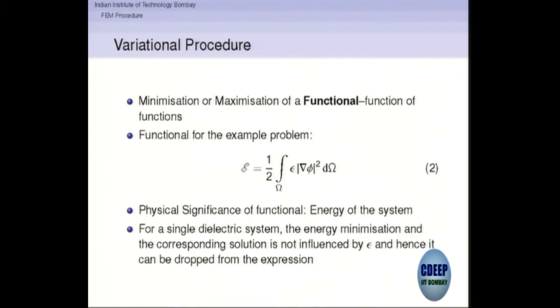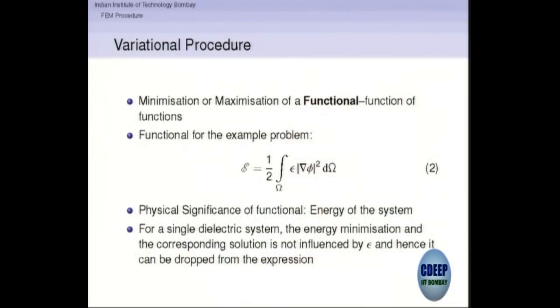So in the variational procedure, you find the energy of the system, and you minimize that energy with respect to the potential variables. When you minimize, you differentiate the total energy with respect to each potential variable and equate it to 0. So you get n equations as there are n independent variables, and then you solve that system of equations to get the unknown potential variables. So in short, this is what the method is.